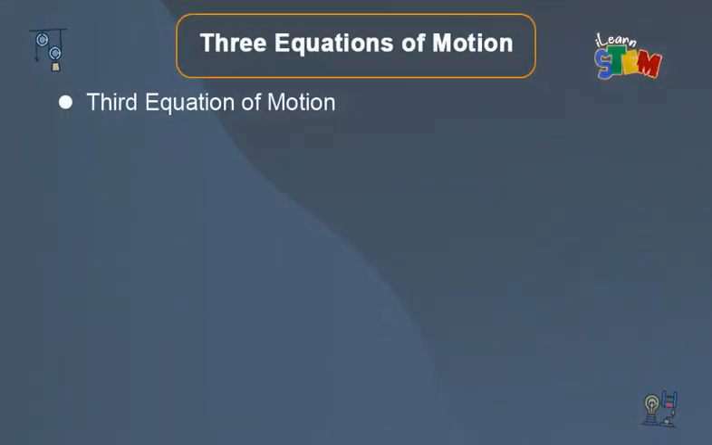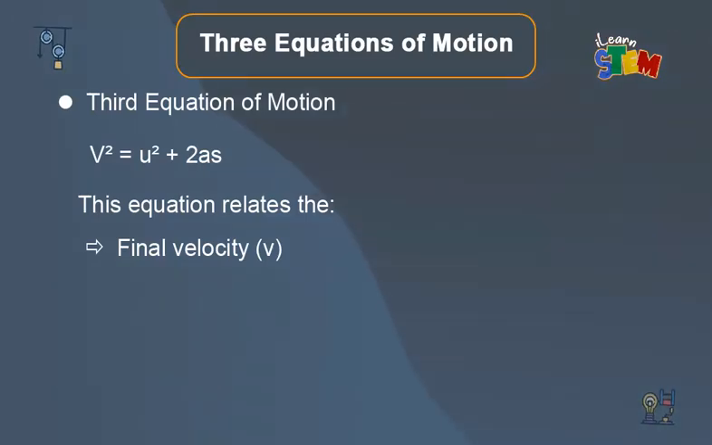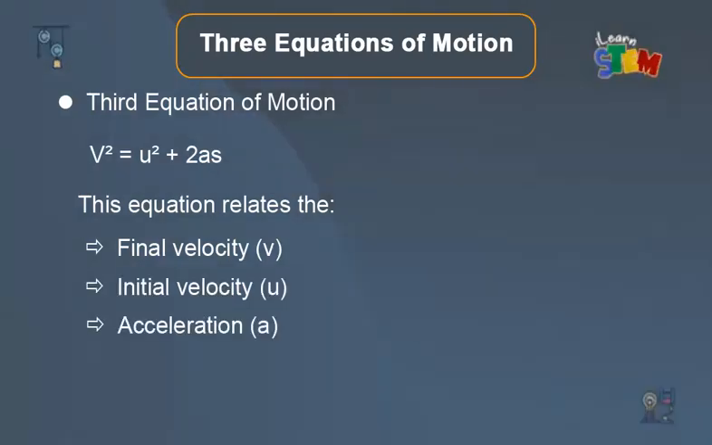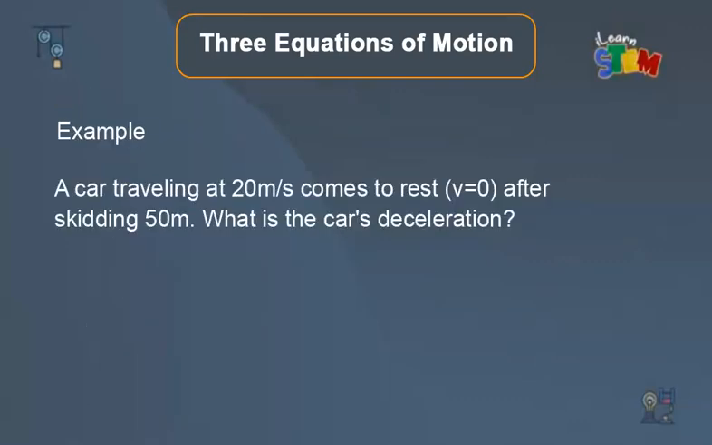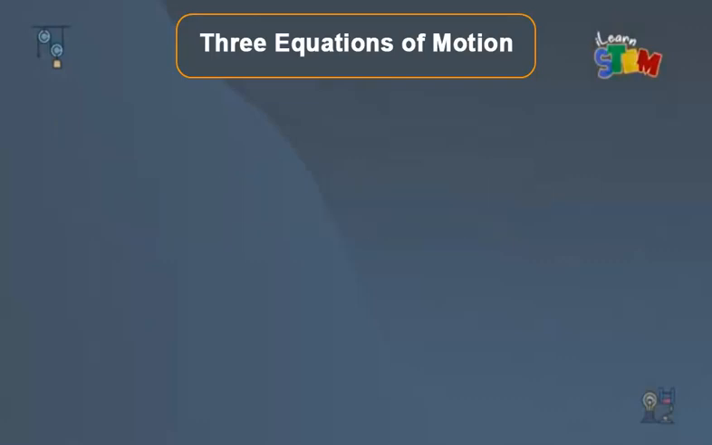Now the third equation of motion. V square equals U square plus 2as. This equation relates the final velocity, initial velocity, acceleration, and displacement, without involving time. It is used when you want to calculate displacement or velocity but don't have time. Example. A car traveling at 20 meters per second comes to rest, V equals 0. After skidding 50 meters. What is the car's deceleration?